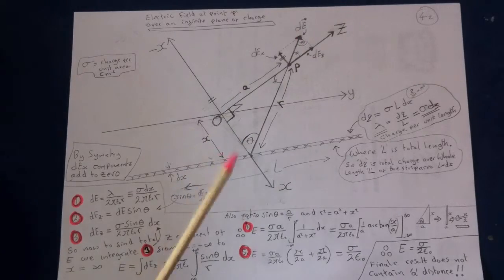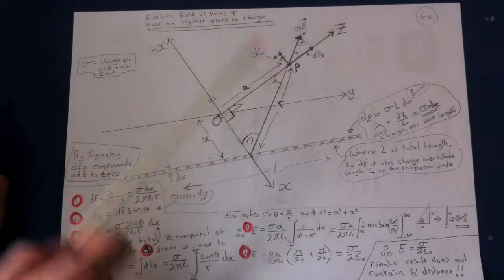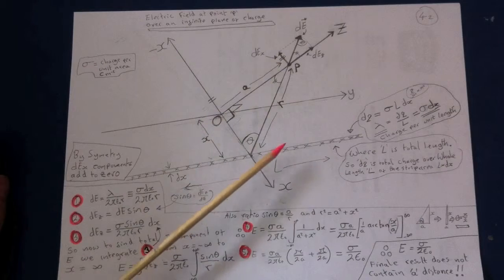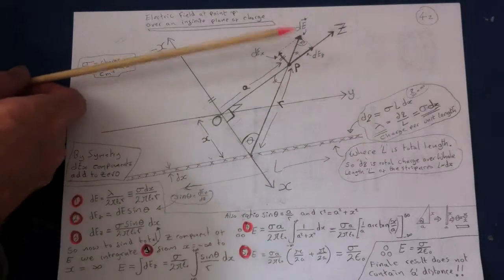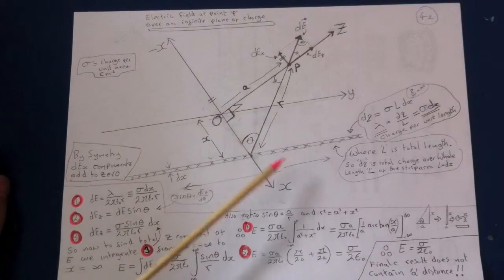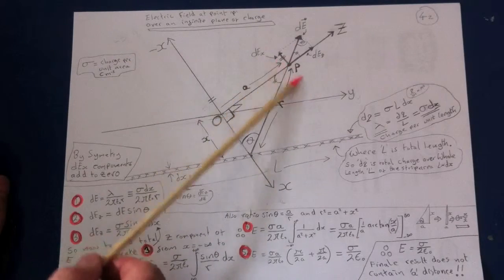The contribution of the electric field in the x direction at this point P, if you can imagine this, for every strip on the plus x there's going to be a strip on the minus x, and the electric field components are going to cancel.